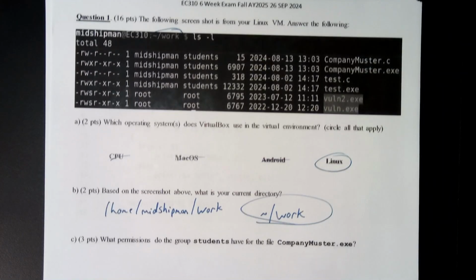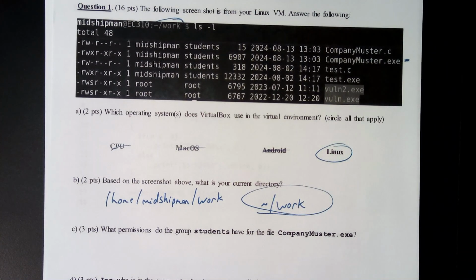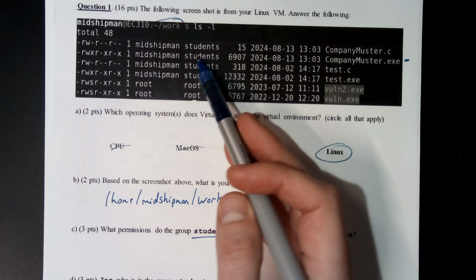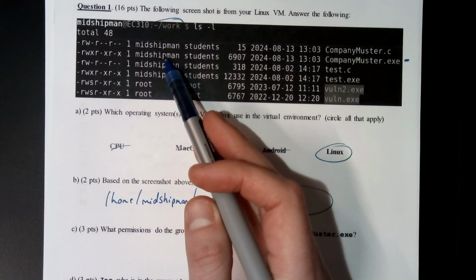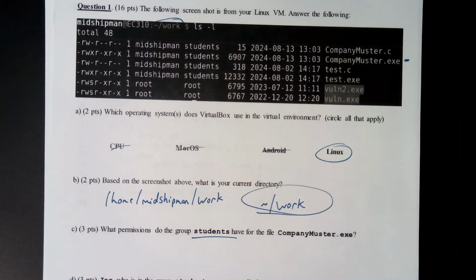Next up, what permissions do the students have on companymuster.exe? We need to find companymuster.exe, and that's right here in this line of the output. ls -l shows us all of the permissions and files in this directory. It's asking what the group students have for that file. Students is the group that owns this file. Midshipman is the real owner, and students are the group that have some additional permissions. Anyone outside of those would be considered other.